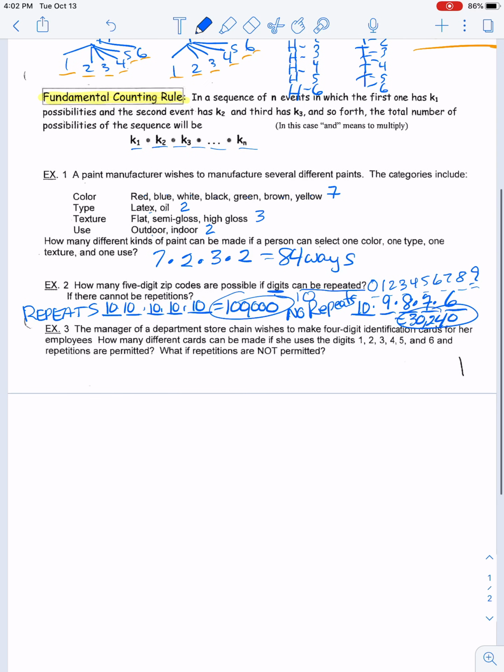Next one. The manager of a department store chain wishes to make 4-digit ID cards for her employees. How many different cards can be made if she uses the digits 1 through 6 and repetitions are okay? So if repeats are okay and you want to do a 4-digit code from the digits 1 through 6, you have 6 choices, 6 choices, 6 choices, and 6 choices. So you get 6 to the 4th.